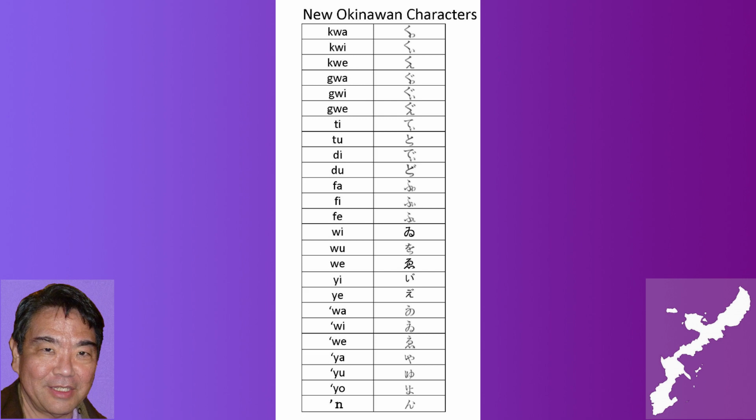The glottal ya is the non-glottal ya with an extra line on the left. The glottal u is a non-glottal u with an extra line on the left. The glottal yo is a non-glottal yo with an extra line on the left. The glottal is a non-glottal with a dash on the tail. So these are the new Okinawa characters.